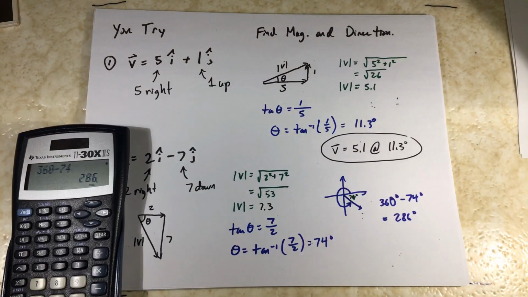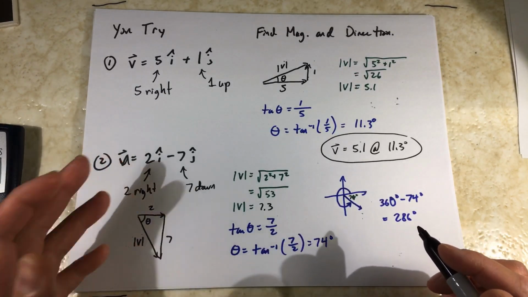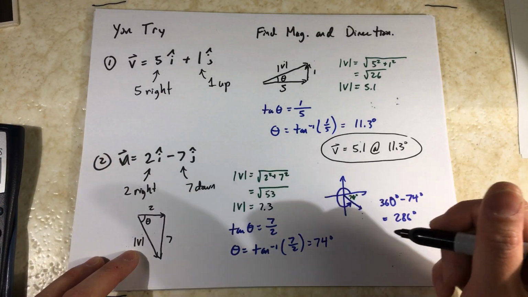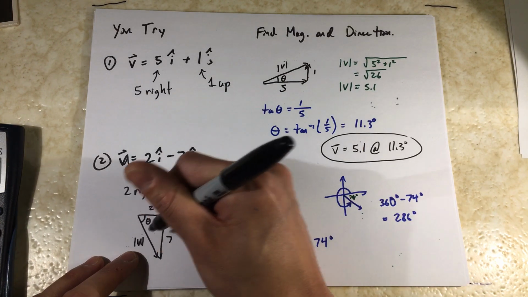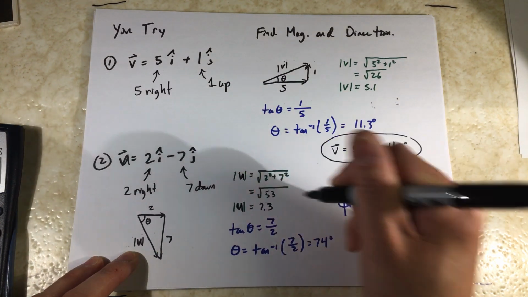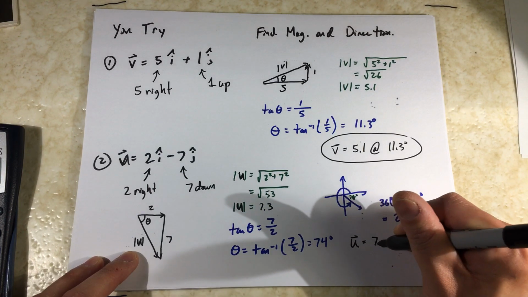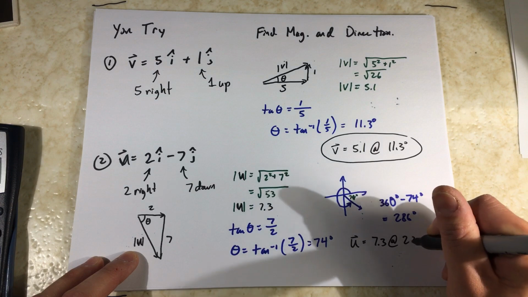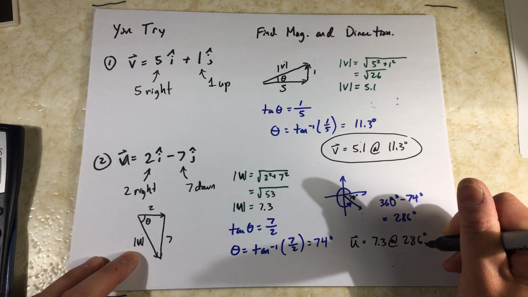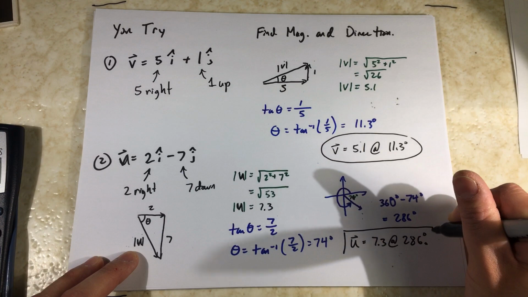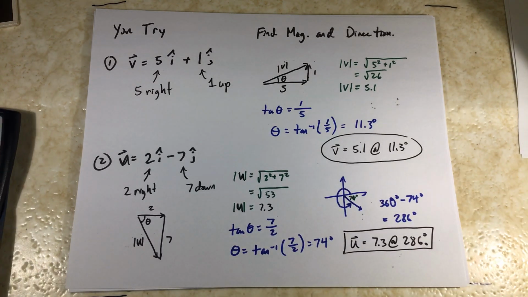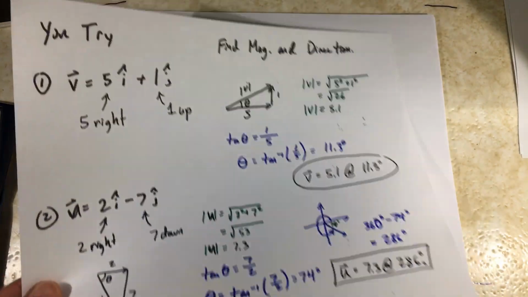Okay, so my final vector, I guess I changed this to u, but I wrote everything else as v. Here, I'll make these all u's. So my vector u is equal to 7.3 at 286 degrees. Okay, so that would be the appropriate vector. All right, so you have to use some common sense. You have to understand what you're actually calculating and how it relates to how we define angles.